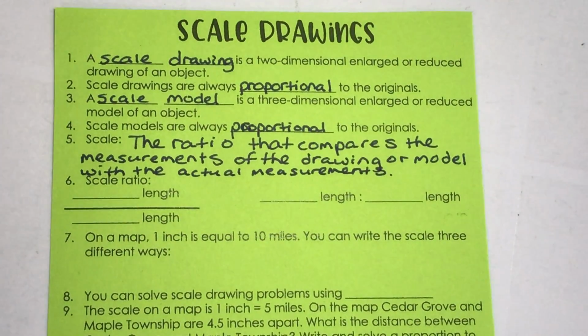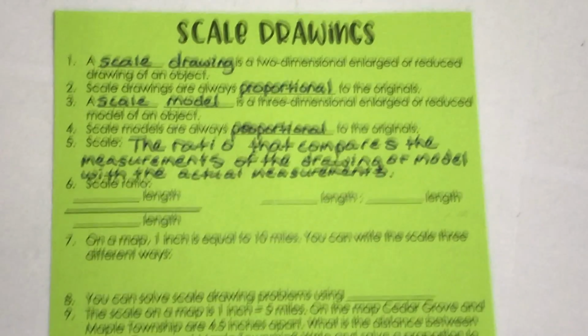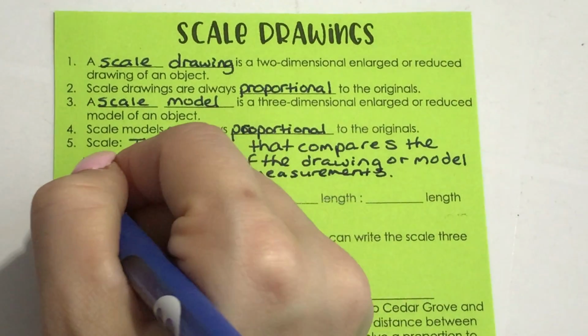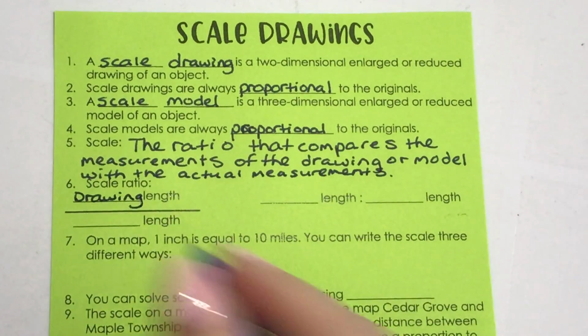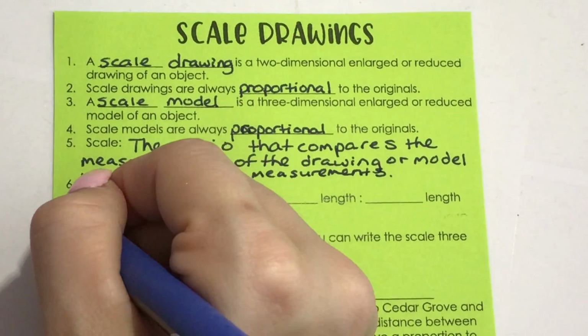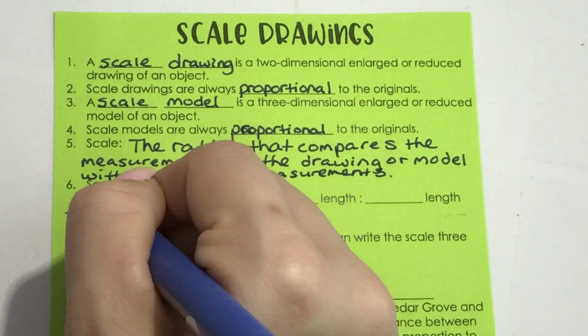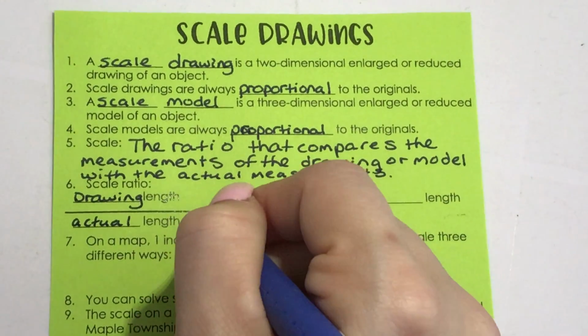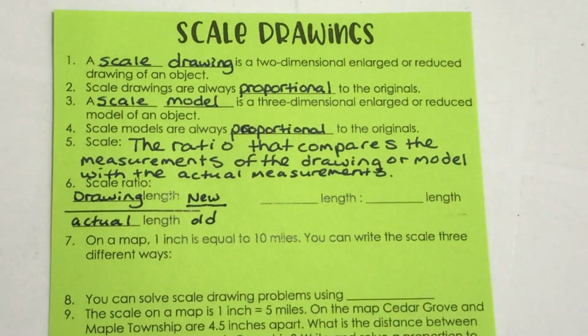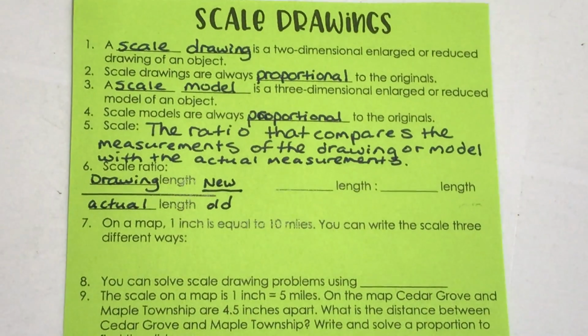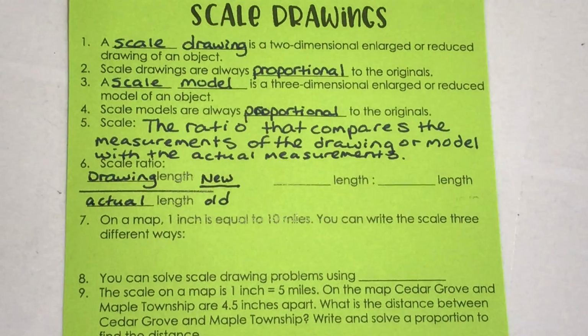So this formula is what we just looked at for our warm-ups. The drawing length divided by the actual length. So the actual is the old one, the drawing is the new picture. So that's the same formula we just talked about for our warm-up.